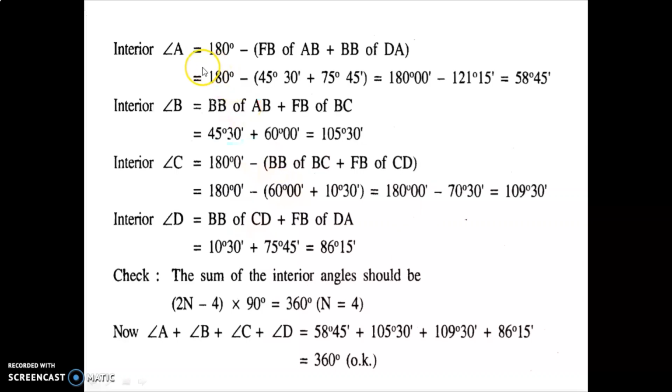From 180 degrees, if you deduct this value and this value, you will get the answer. So 180 minus the fore bearing of AB plus the back bearing of DA: 180 minus 45 degrees 30 minutes plus 75 degrees 45 minutes is equal to 180 minus the summation of these two, 121 degrees 15 minutes, which is 58 degrees 45 minutes. Clear? Don't remember that we always have to deduct fore bearing from back bearing or the reverse. We have to see the figure, and accordingly do the calculation.